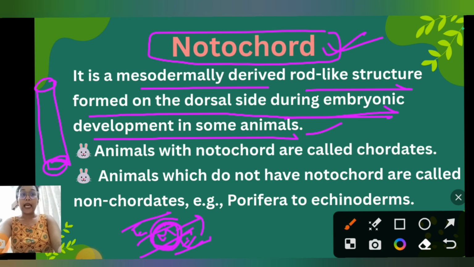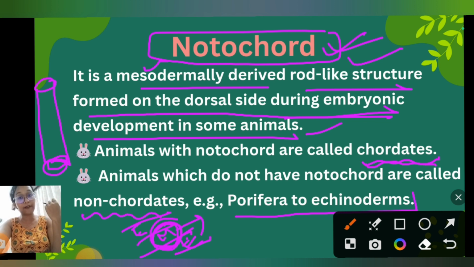The animals which have a notochord are called chordates, and the animals which do not have any kind of notochord are called non-chordates. That means all the phyla from number 1 to number 10, from Porifera to Echinodermata, are non-chordates. The last phylum is Chordata, which means they have the notochord. It is rod-like, mesodermal in origin, and present on the dorsal side of the animal. Clear?